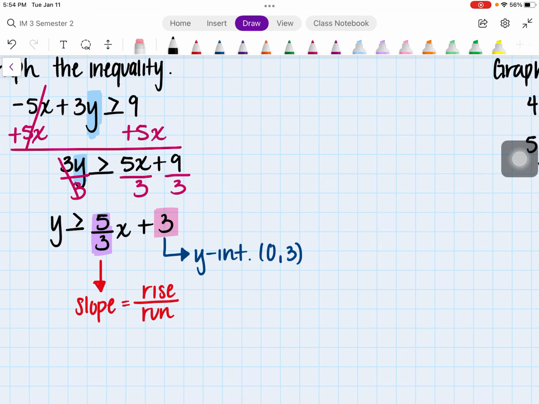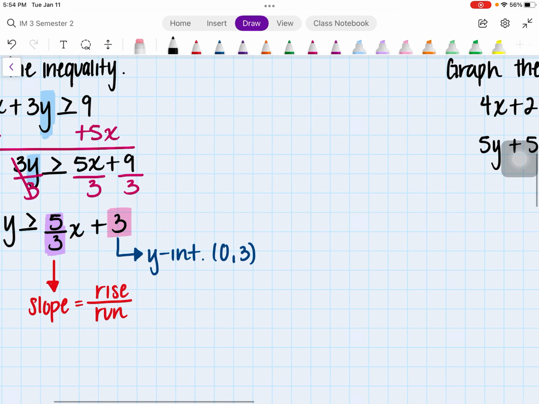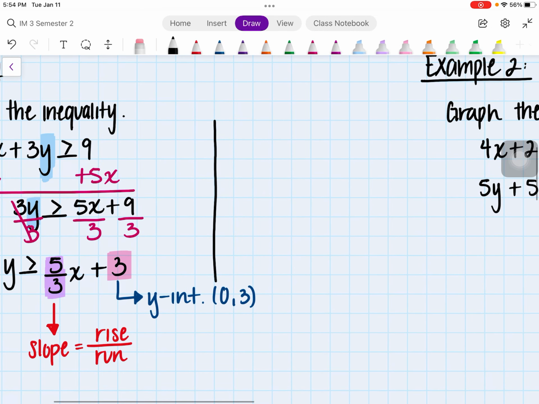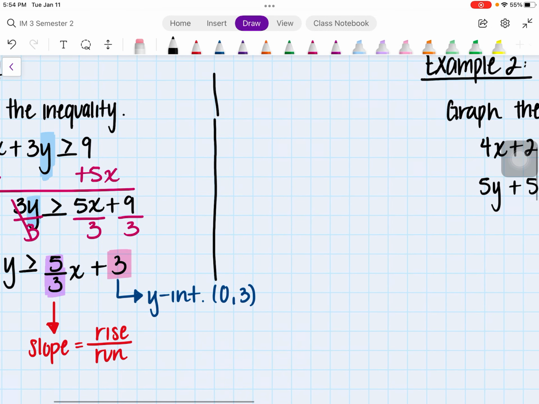So let me go ahead and draw my graph here. Let's do it in black. A little bit more up.